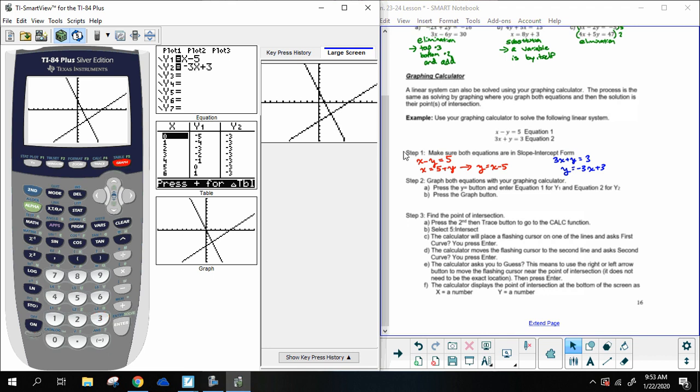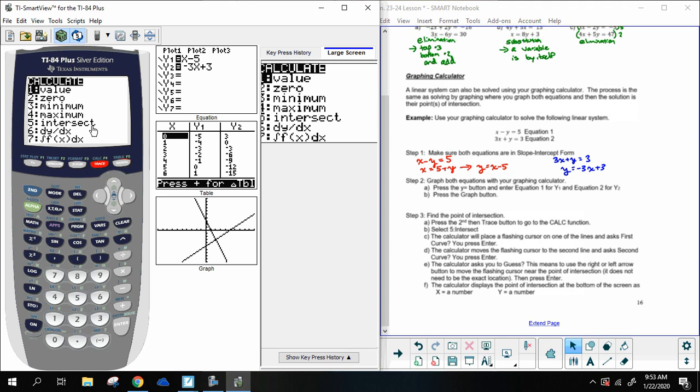So you can see that they cross on this graph. So here's the fun part. If you press second and trace, above trace says calculate, calc, second, trace. There's an option, number 5, that says intersect. We can find where the two lines intersect. So I'm going to select it.